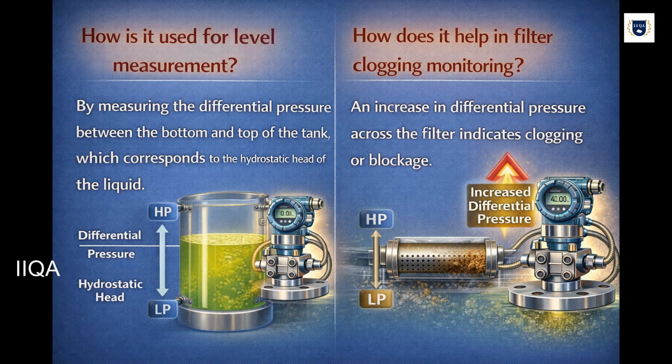How is it used for level measurement? By measuring the differential pressure between the bottom and top of the tank, which corresponds to the hydrostatic head of the liquid. How does it help in filter clogging monitoring? An increase in differential pressure across the filter indicates clogging or blockage.